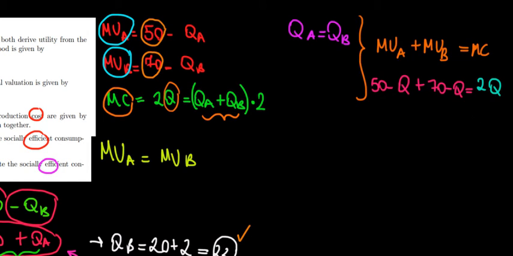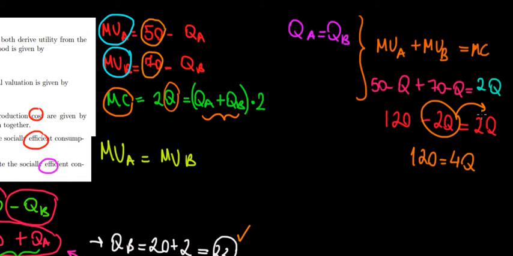Now, with that said, what's this going to give us? 50 plus 70 is 120, minus Q minus Q is minus 2Q, is equal to the other 2Q. So 120 is equal to 4Q, because we take this one to the right side, meaning that the quantity of the public good is going to be equal to 30 units.